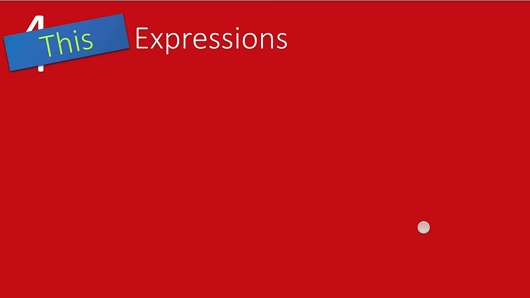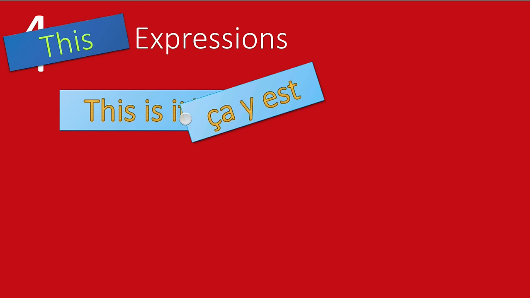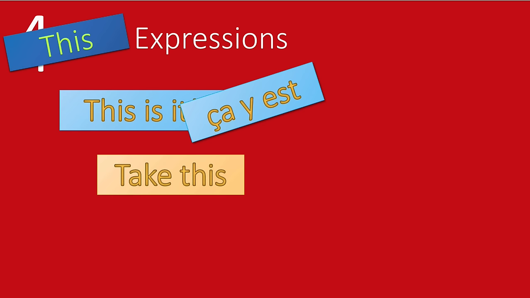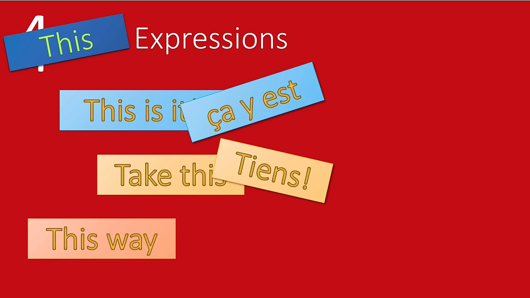Okay? Let's see now to finish in the fourth part some idiomatic expressions you can't translate word for word from English to French. For example, this is it. In French you will say ça y est. Ça y est. Take this, please. A very useful verb in French because we just say tiens. So you say tiens if you know the person. If you don't know, we are going to say tenez. But the verb is tenir.